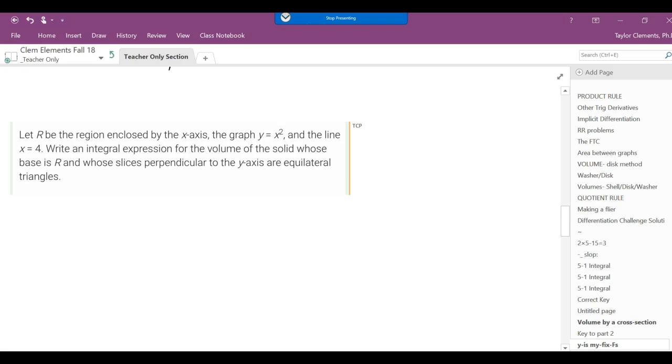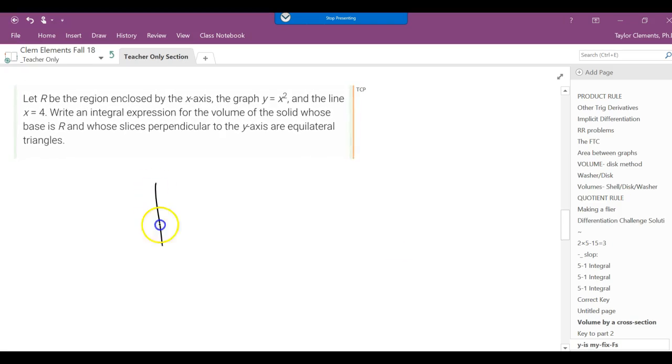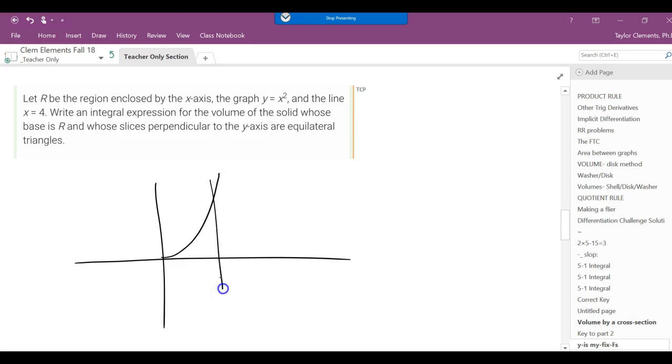Let's see, let R be the region enclosed by the x-axis, the graph y equals x squared, and x equals 4. It's over here. So let's see, they would cross at 4, 16, right? So that's x equals 4. The x-axis, okay, so this is the shape right here that we're dealing with. Slices perpendicular to the y-axis, horizontal, are equilateral triangles.